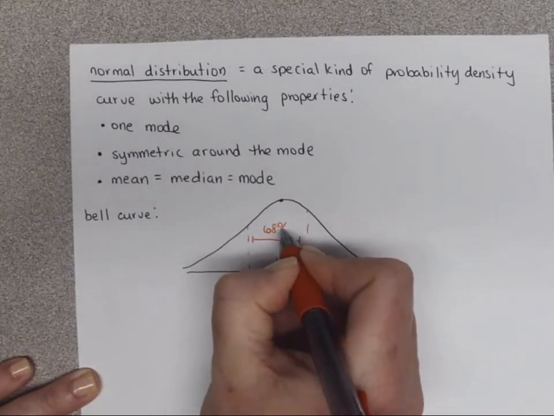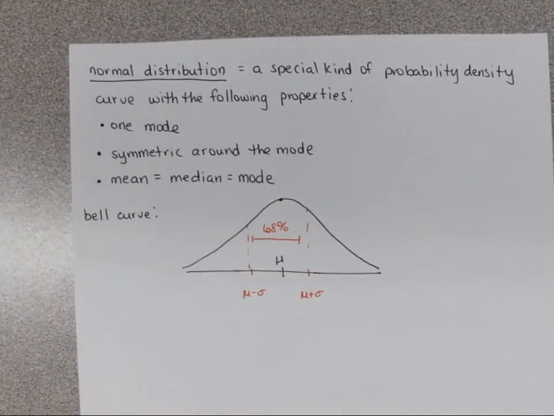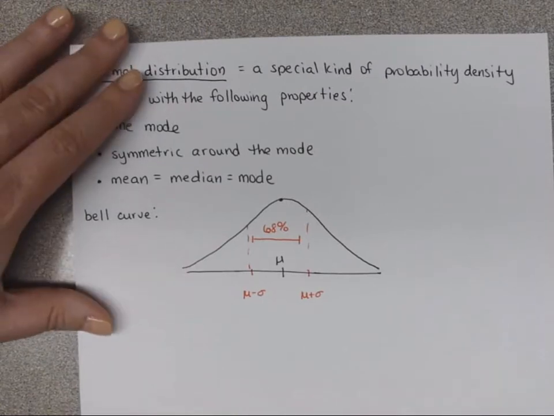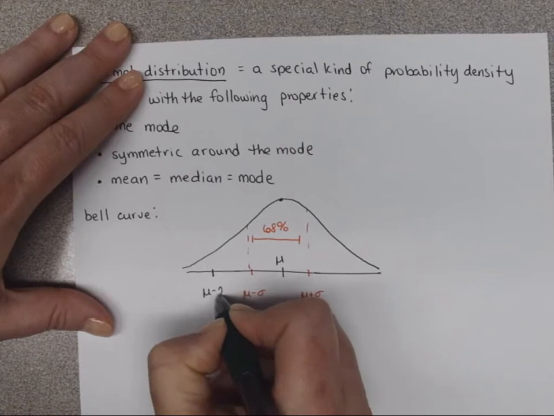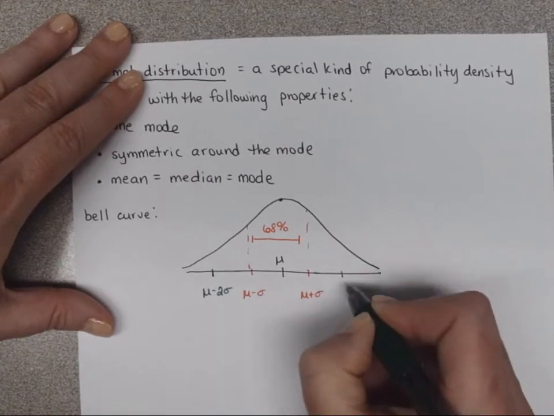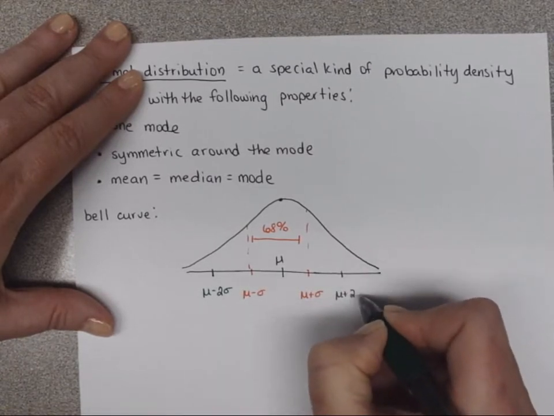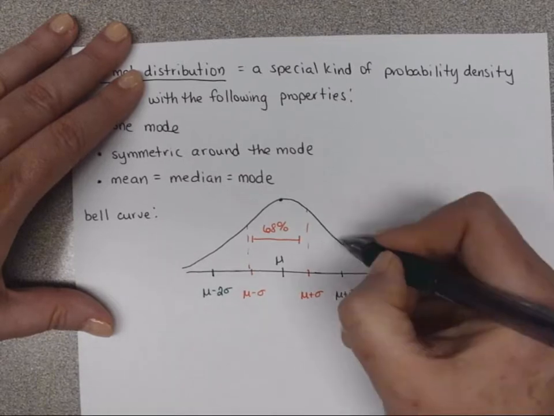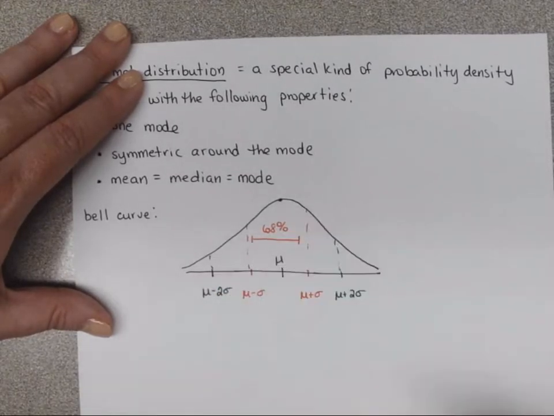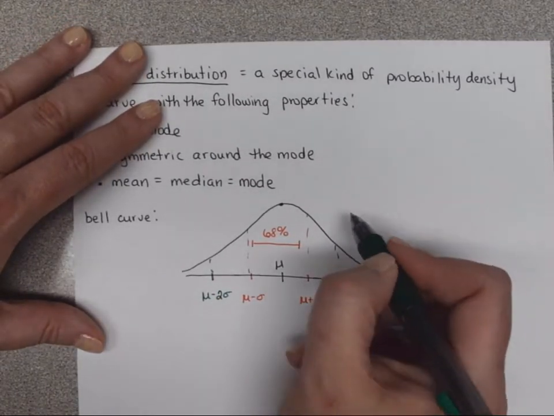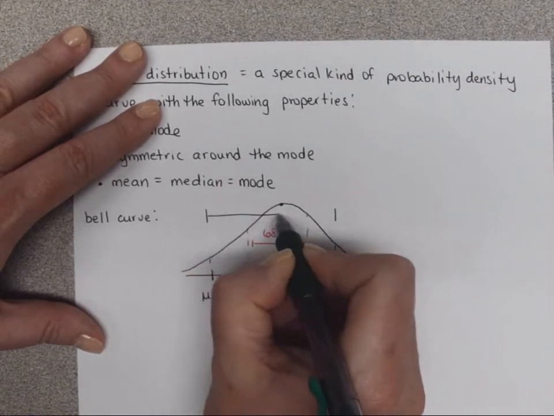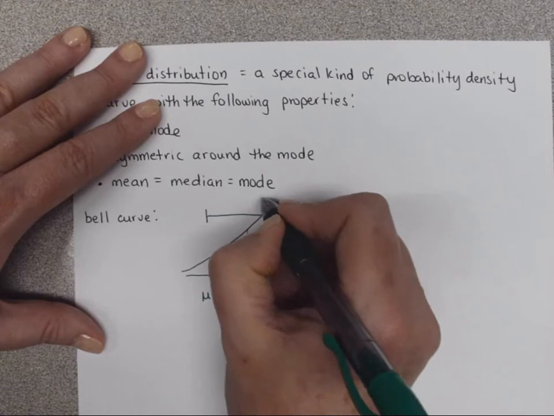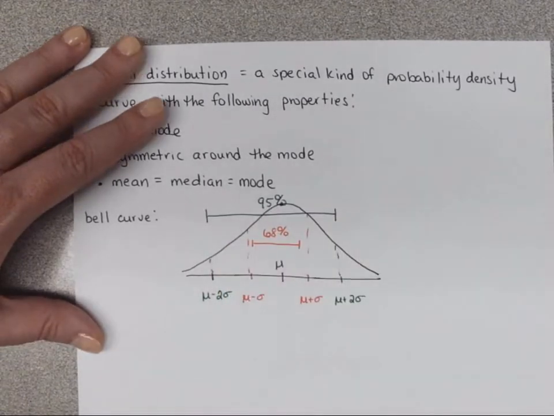So do y'all remember the 68%, 95%? We're going to go one more on this one. You can go out another standard deviation, so this would be like mu minus 2 of the standard deviations. This would be like mu plus 2 of the standard deviations. Okay, and if you go out this far, you're going to catch, I'm going to kind of do it like this. So if you go all the way out 2 standard deviations, you catch 95% of the values.